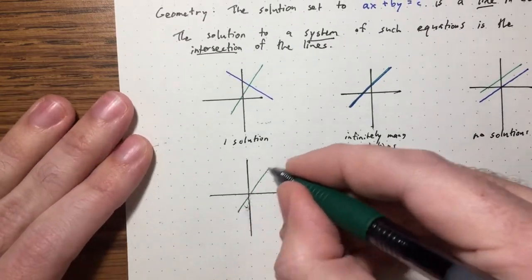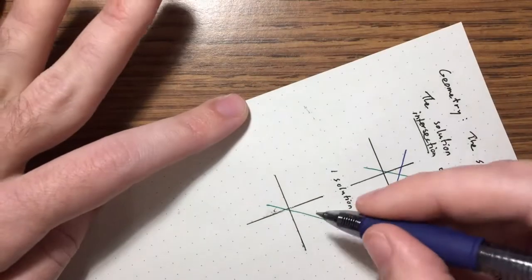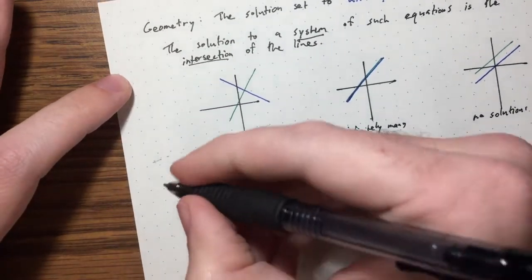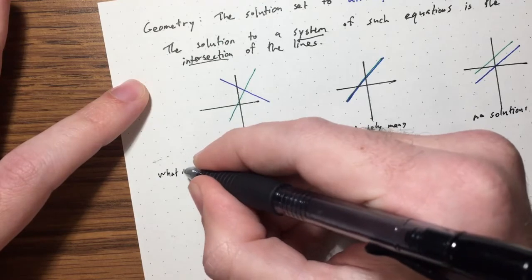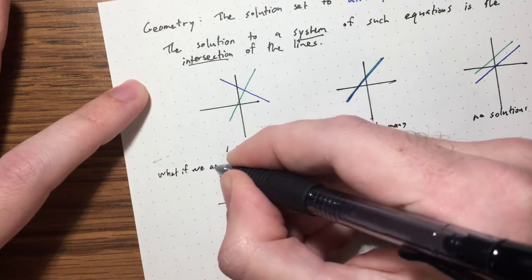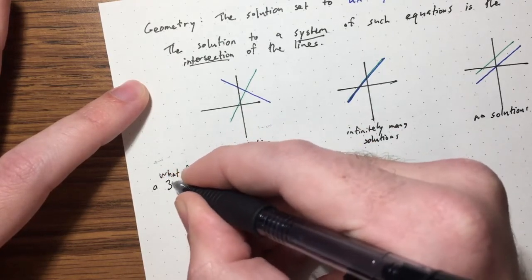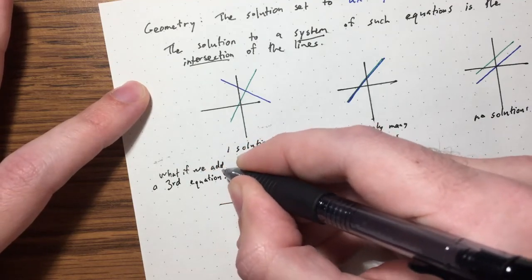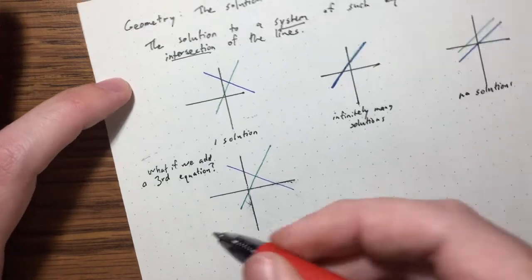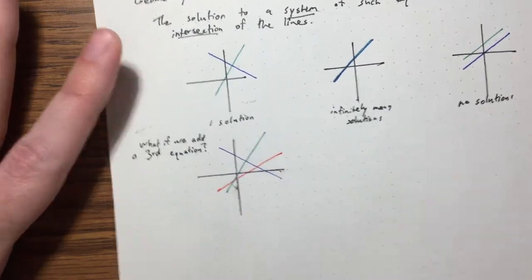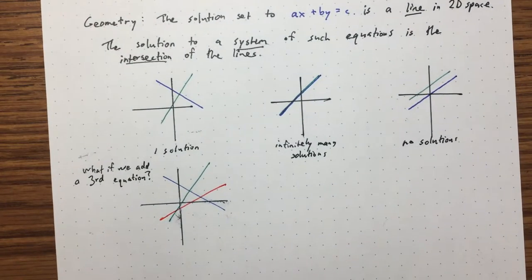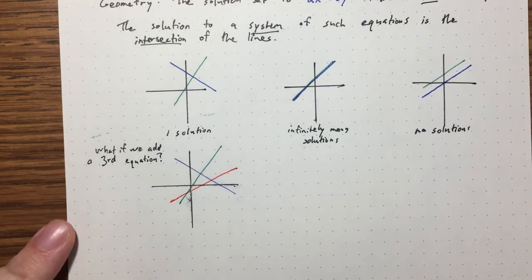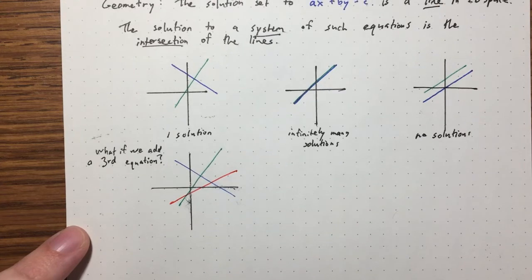So let's say we have a line here and a line here. So what if we add a third equation? I won't write out an equation. Instead, I'll just graph that equation. It too will be a line. Let's say it looks like that. So here's my third equation. There's a solution set to my third equation. How many solutions does this system have?